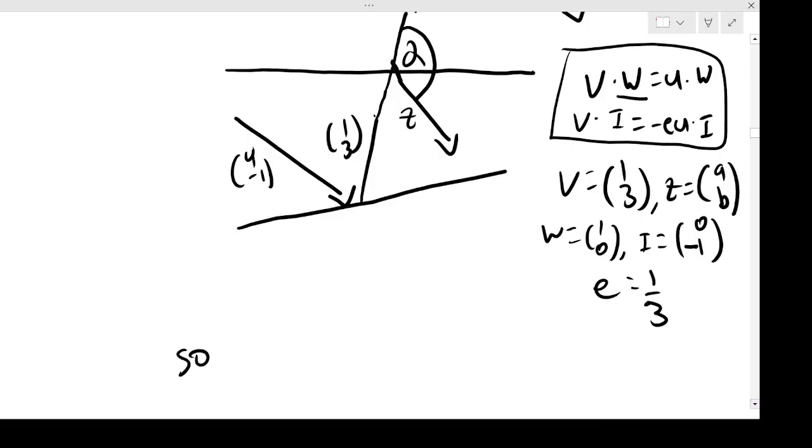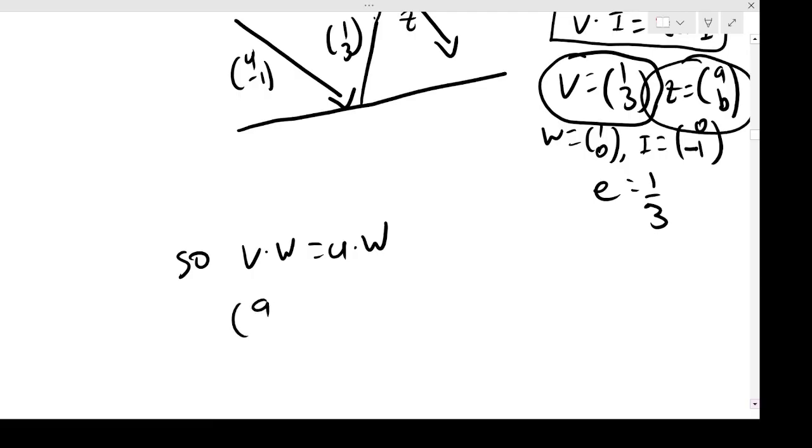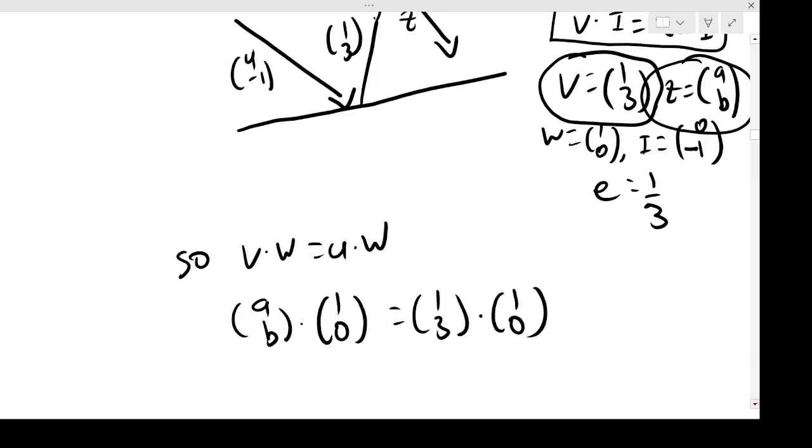So if I look at my first equation, that's V dot W is U dot W. Now in this case, it's quite confusing again. So this is my initial velocity and Z is my after velocity. So it's going to be AB dotted with W equals the initial velocity 1 3 dotted with W. Okay, hopefully happy with that.